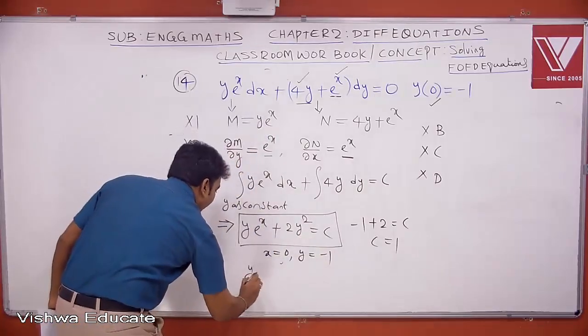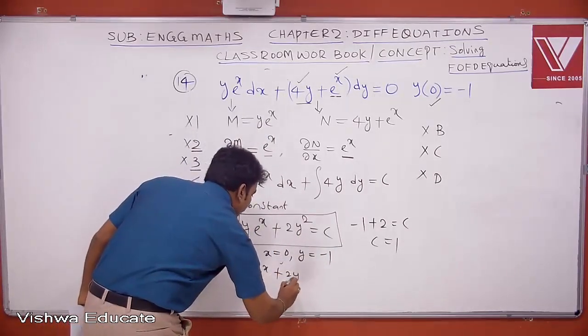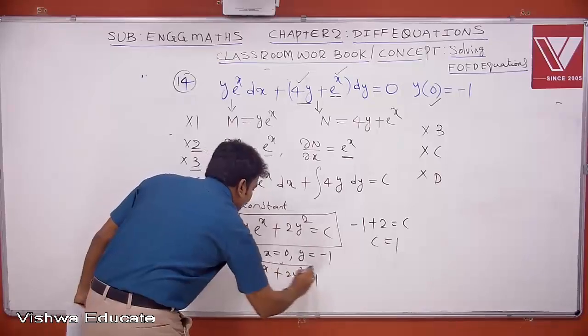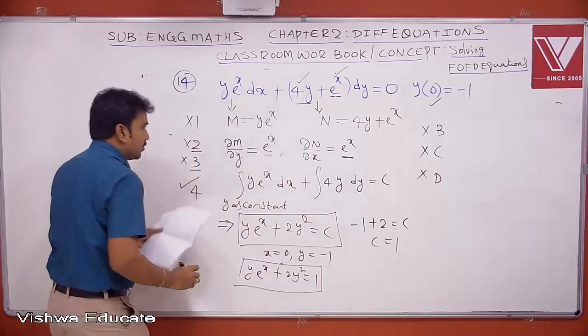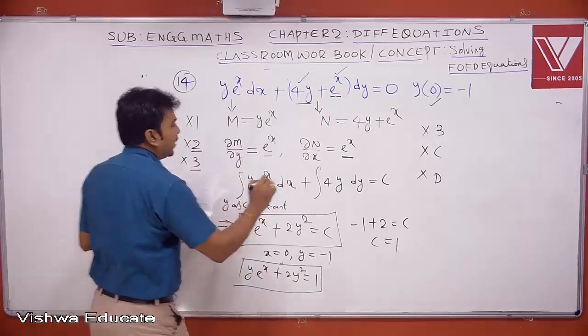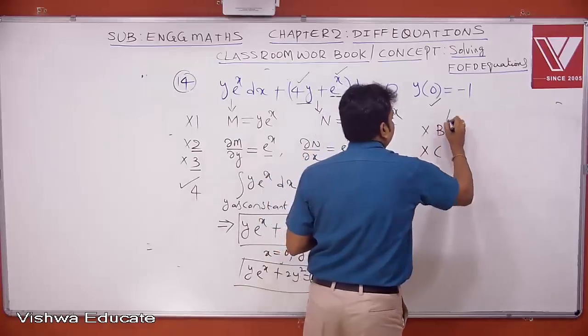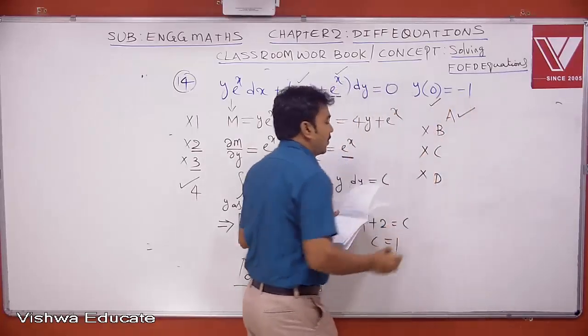We get y e power x plus 2y square equal to 1. This is my particular solution. Therefore, option A is the right answer. Note this.